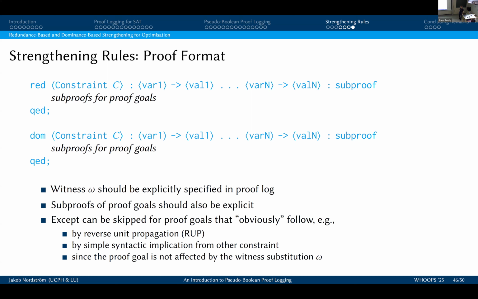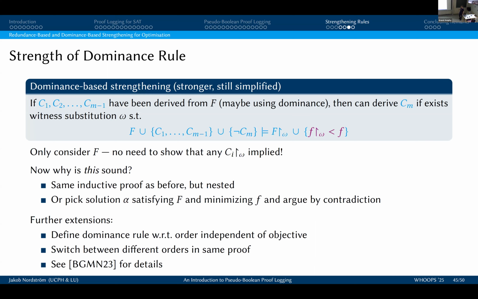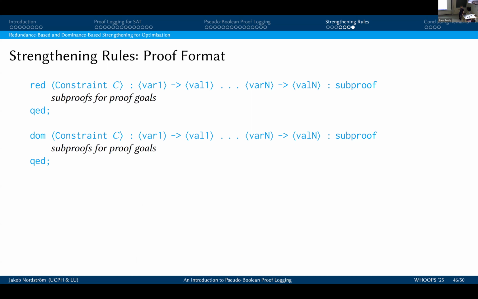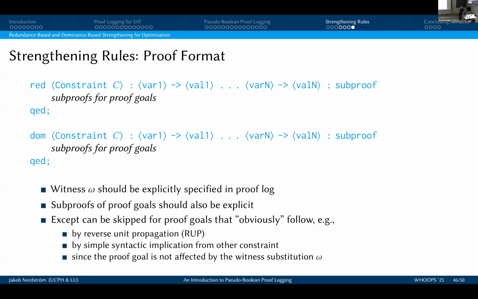But the important thing is to say that the witness has to be explicitly stated in the proof log, and all these proof goals that you had here have to be either obvious, or follow by reverse unit propagation, or follow by some other very, very simple syntactic checks that the proof checker can do.